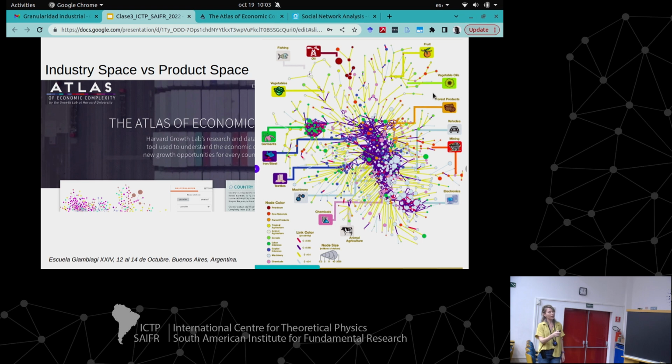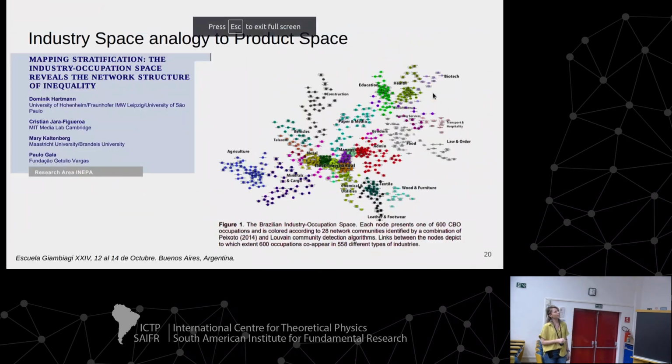And the same thing we can think about in terms of labor and skills. There is another work that is very interesting, which is done by Dominik Hartmann. He's a German guy who is now working in Brazil, in Universidad de Catalunya. He, together with others, applied the same concept, but to mapping stratification. He did an industry occupation space to study the network structure of inequality. It's a fantastic work. And for example, this is how the network looks for the Brazilian industry occupation space.